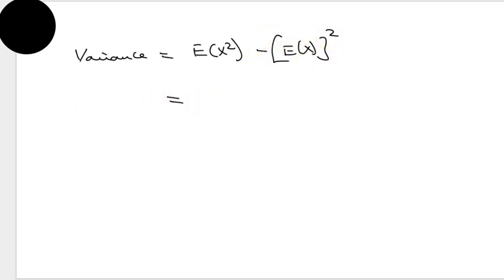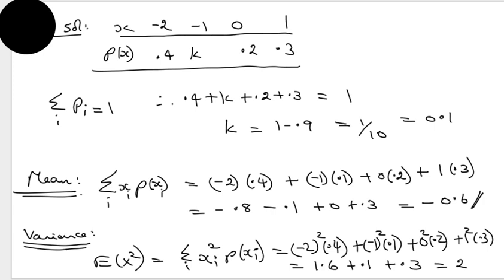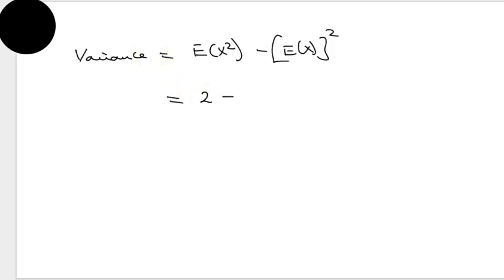Next, I need to find my variance. Variance equal to E of x squared minus E of x the whole square. So what is this E of x squared? E of x squared is now 2 minus, what is E of x? Minus 0.6, so minus 0.6 the whole square. So this gives me 2 minus 0.36 and variance is 1.64. Hence variance is positive, and variance can never be negative because it is the square of the standard deviation.